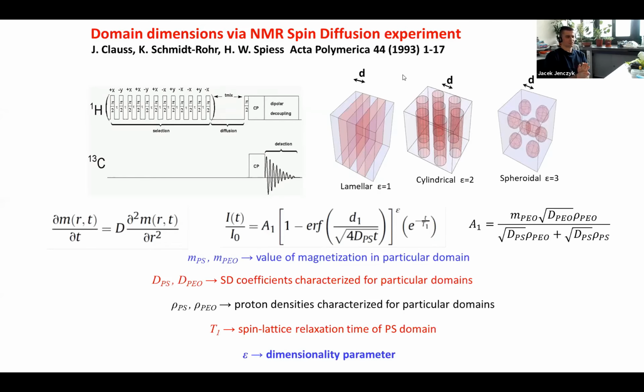And Bloembergen was the first who really claimed that if there is a non-uniform distribution of magnetization within the sample, then we observe that the magnetization, via dipolar coupling, can really migrate through the sample and levels out gradually.